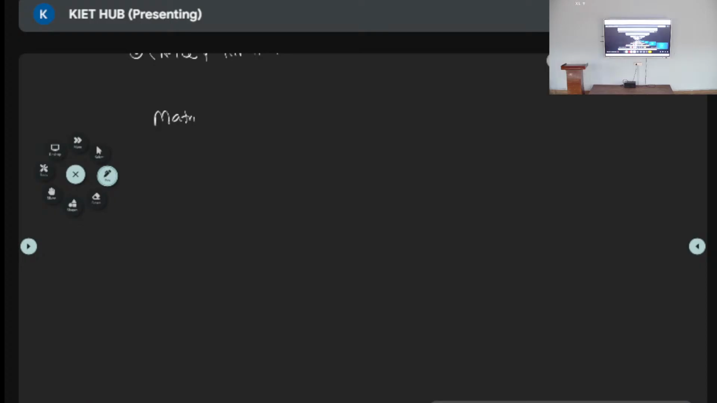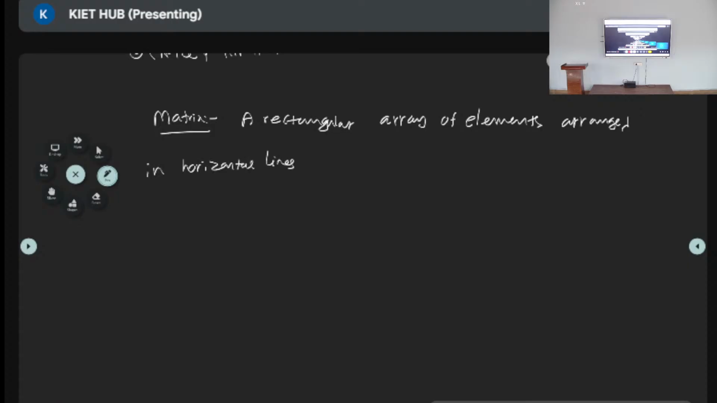A rectangular array of elements arranged in horizontal lines and vertical lines is called a matrix.